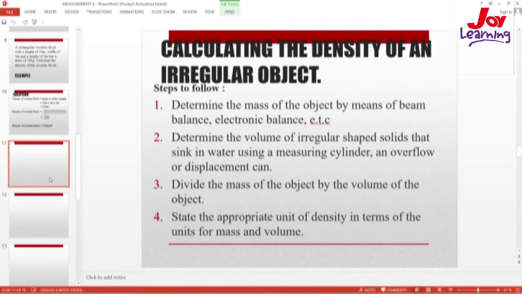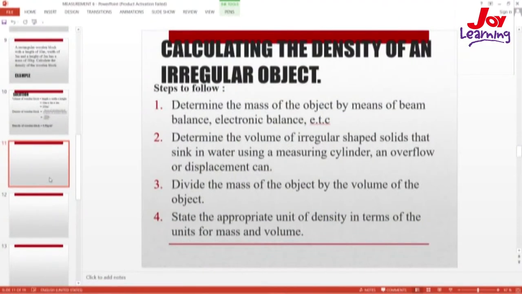Now, let's look at how to calculate the density of an irregular object. You remember in our previous lesson, we learned about irregular objects. They don't have definite dimensions, so it is very difficult to measure them. So let's go through the steps. The first step is to determine the mass of the object by means of a beam balance, electronic balance, or lever balance. All these are instruments used to measure the mass of an object.